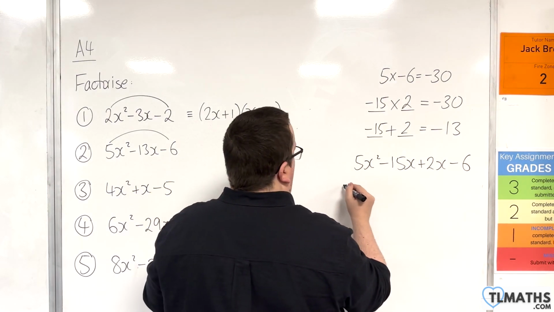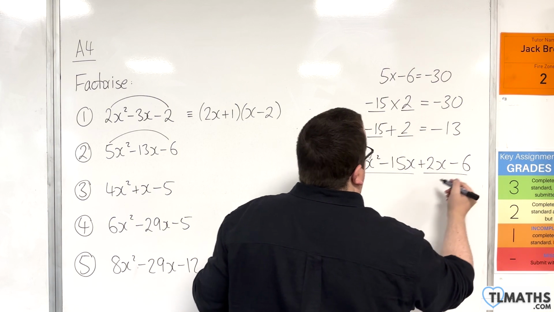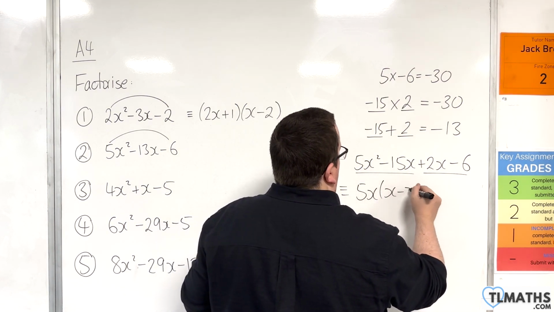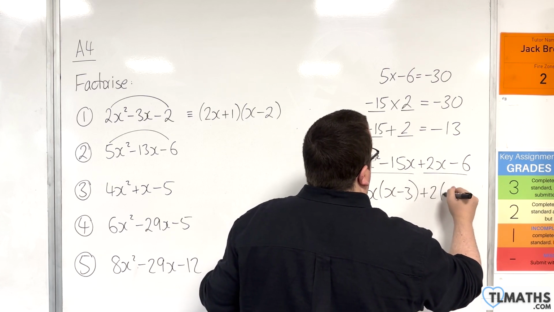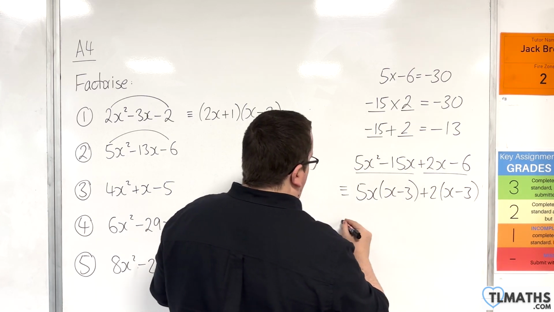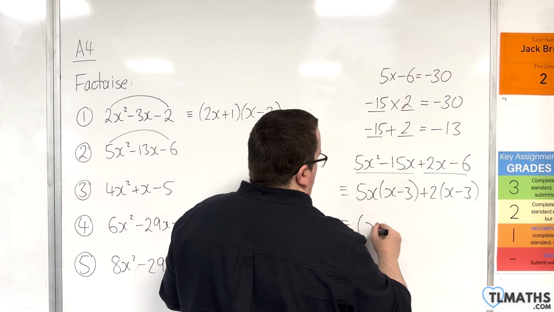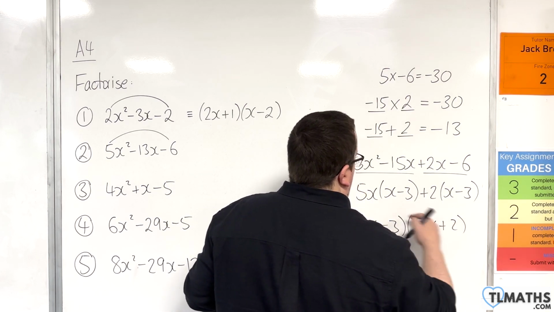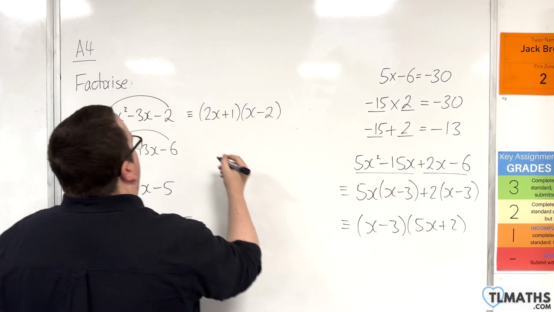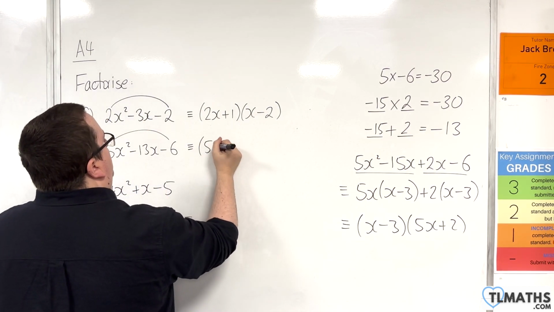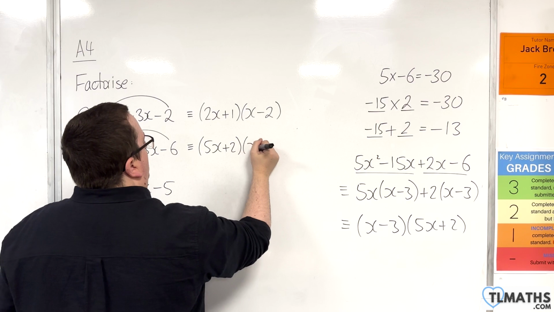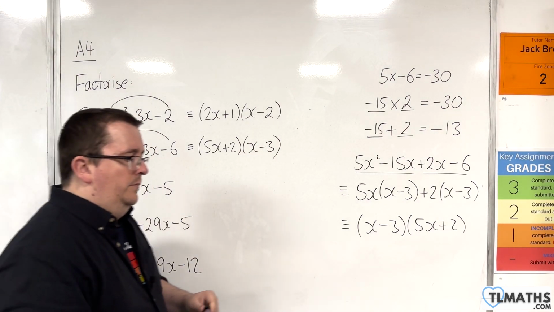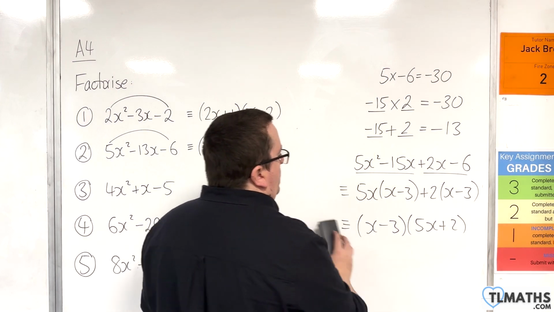Right. So 5x squared, split the minus 13x up into minus 15x plus the 2x, and then we've got the minus 6. So factorise the 2 halves. 5x lots of x take away 3, and we'll have 2 lots of x take away 3. So our two brackets, x take away 3, and the 5x plus the 2. So 5x plus 2, x take away 3.